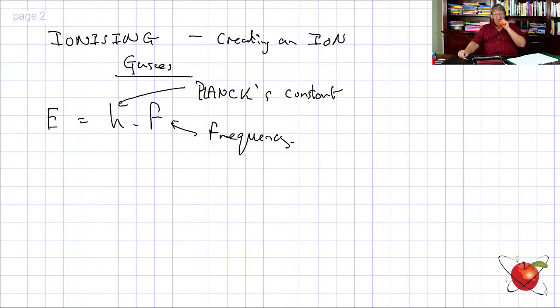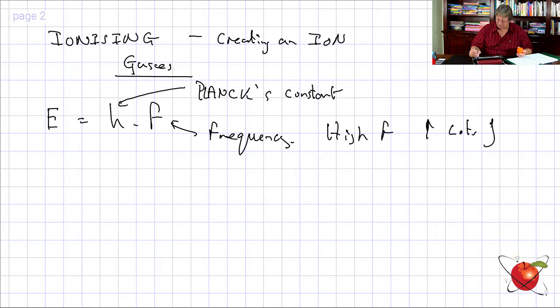Now, what does that mean? It means the higher the frequency, so a high frequency means lots of energy. Doesn't it? A low frequency means low frequency, low energy.